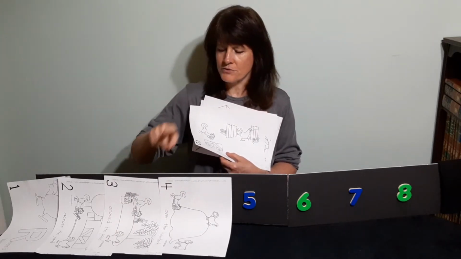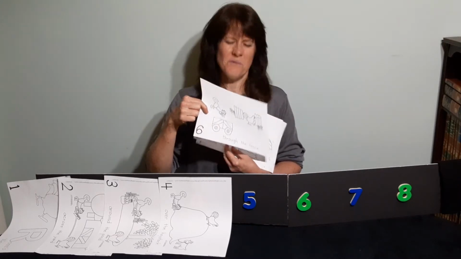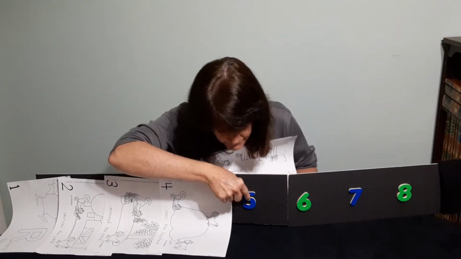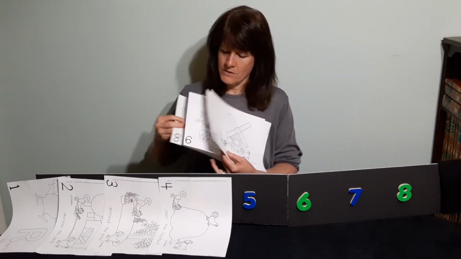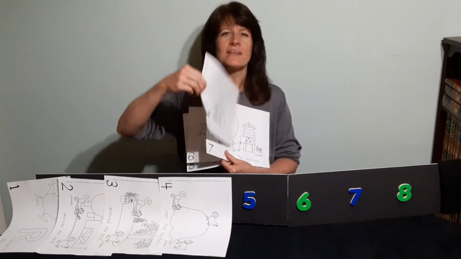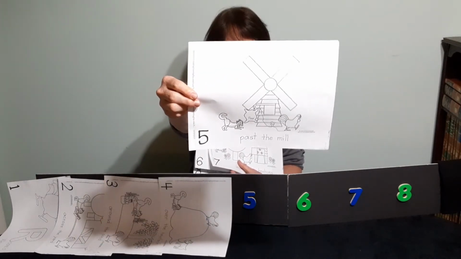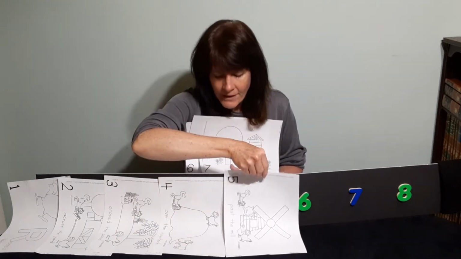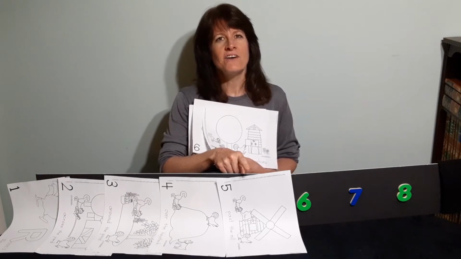1, 2, 3, 4, 6? I don't want that page. I want page number 5. Let's see if I can find it. Nope. Nope. Here we go. Page 5 is Past the Mill. 1, 2, 3, 4, 5. Hey, we're building our book together.